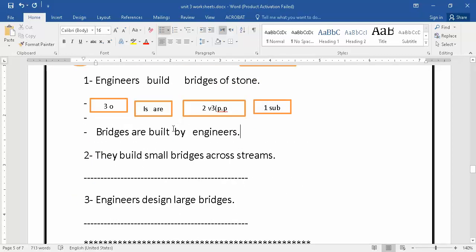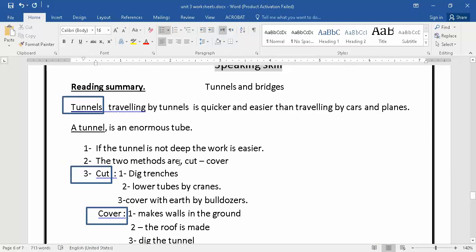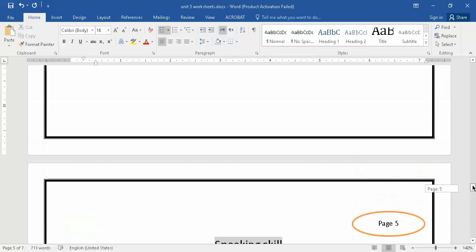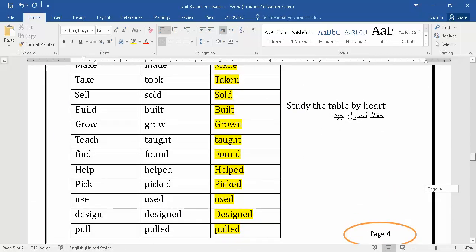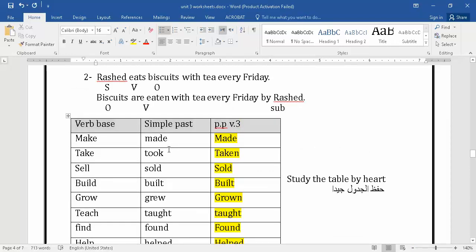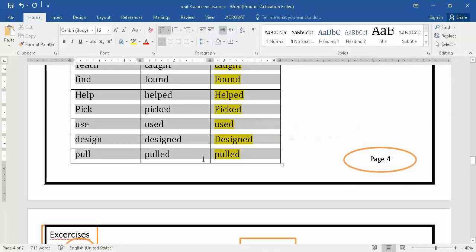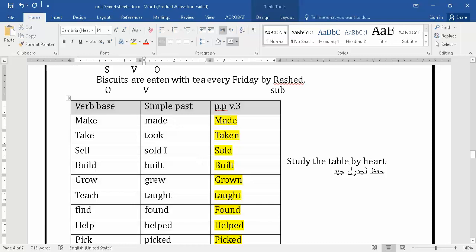And all of these are the same. Next. Cake is made by mom. Corn is planted by farmers. Books are published by writers. A beautiful fish is seen by divers. Okay. Let's go to the verbs. These are the verbs. These are very important, and you must learn them by heart for the exam. You must learn them for dictation and learn them very well.